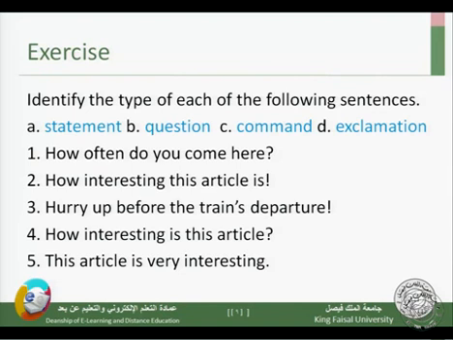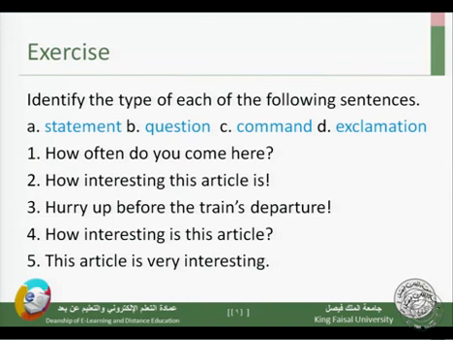So how interesting this article is, and number 4, how interesting is this article. The difference here is the verb. You notice that the verb is comes before the subject in number 4, and you will also notice that there is a question mark at the end. So this is a question here. So how interesting is this article?